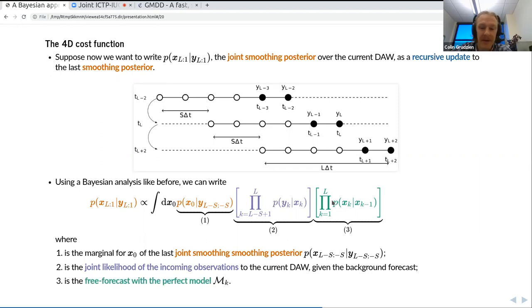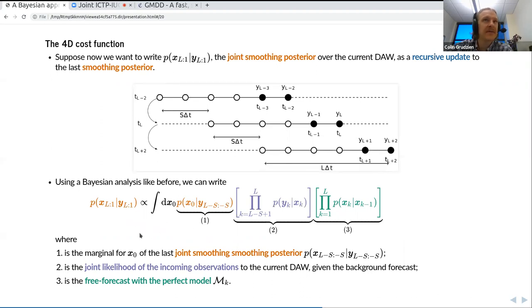And then finally, we have this chain, again, of these Markov transition densities, which represent just a free forecast with our perfect model. So a forecast of the initial condition, the likelihood of the same data over that window, and where we initialize with respect to our last best estimate, our last posterior again, as we average out the initial condition.